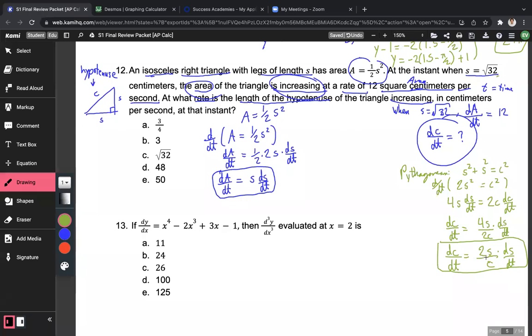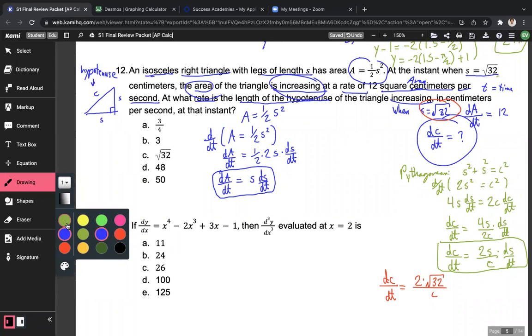I'm going to write this down here in red, new color. Solving for dc over dt, that's going to equal 2 times s, which I said in my givens was square root of 32, divided by c. First thing that I don't know yet. So let's figure out what c is.